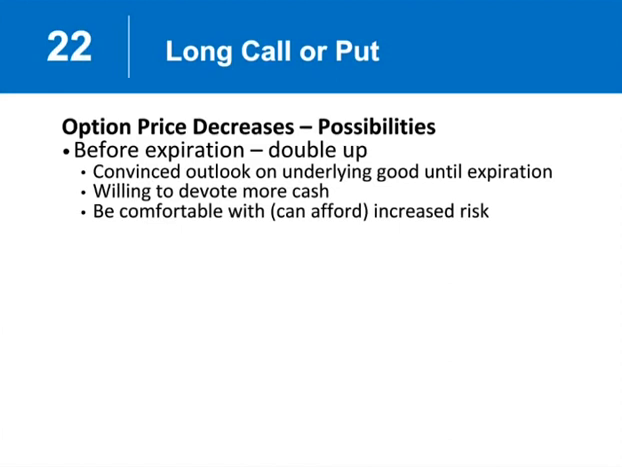Other possibilities before expiration with an option, long call or long put that has decreased in value: double up. And I think me personally, I tend to be pretty cautious about doubling up, but I include it in the presentation because it's a viable choice. If we believe enough in our underlying forecast, it is a viable choice. Obviously, if we're going to double up, we're committing additional capital to the position. We have to be able to afford that position and be able to manage the increased risk.